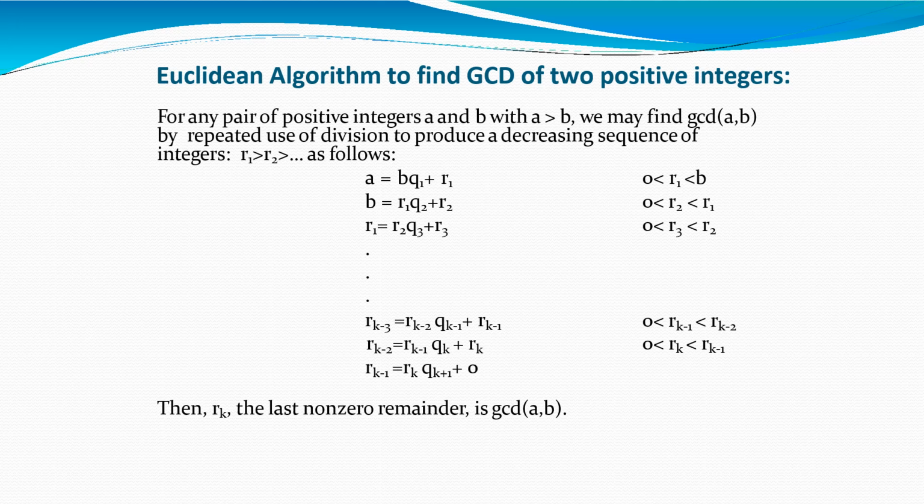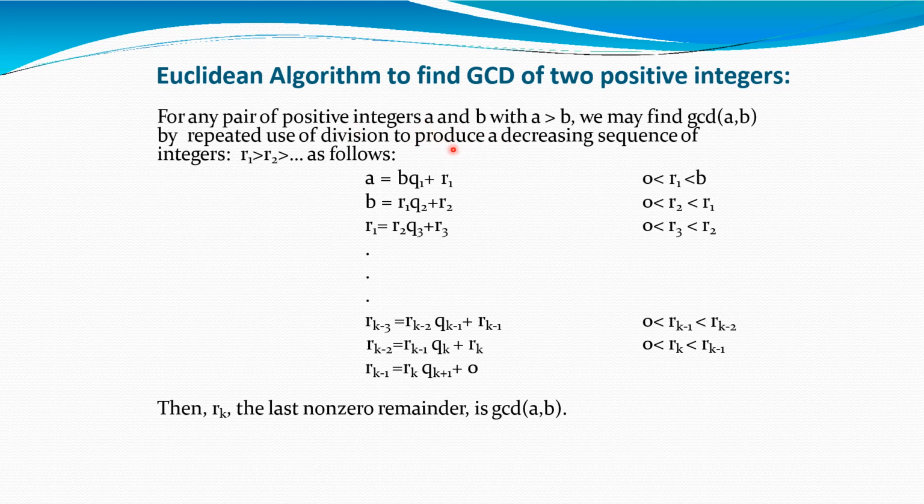as Euclidean algorithm. Now see, for any pair of positive integers a and b with a greater than b, we may find GCD of a, b by repeated use of division to produce a decreasing sequence of integers r1 greater than r2 and so on as follows. So what is the actual process?